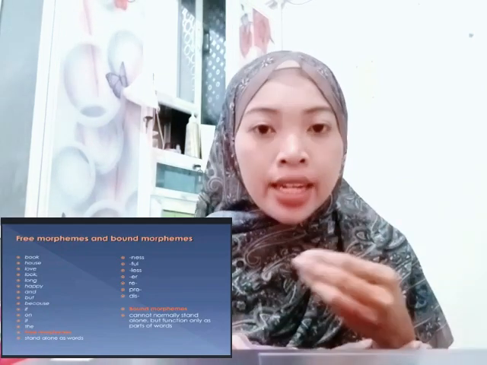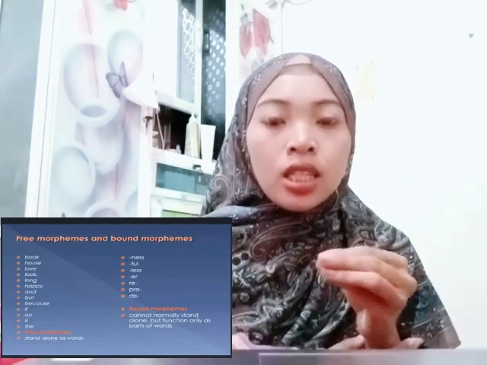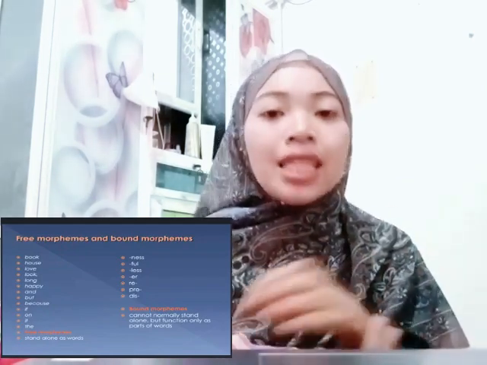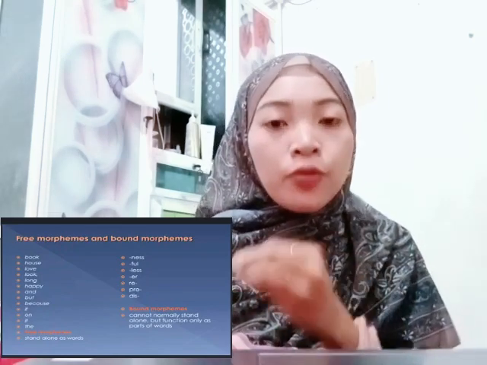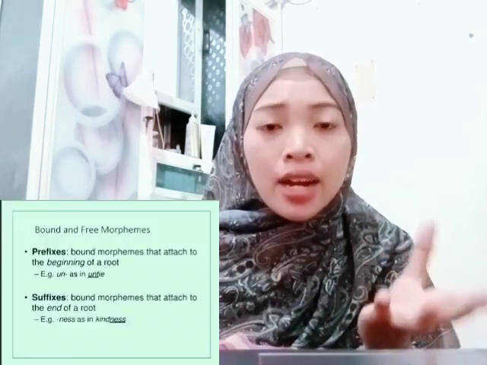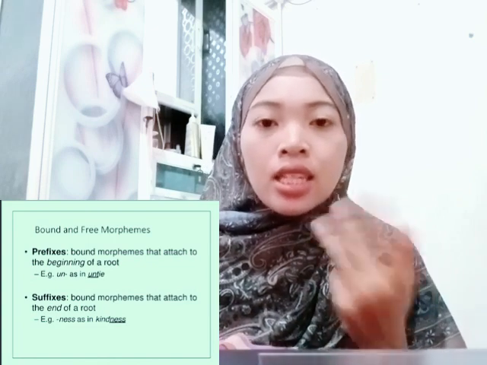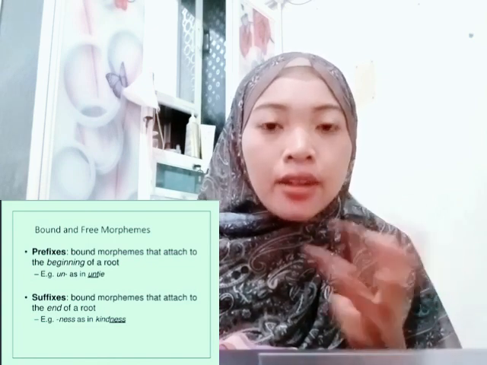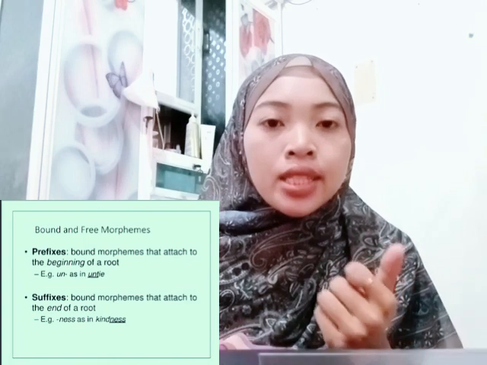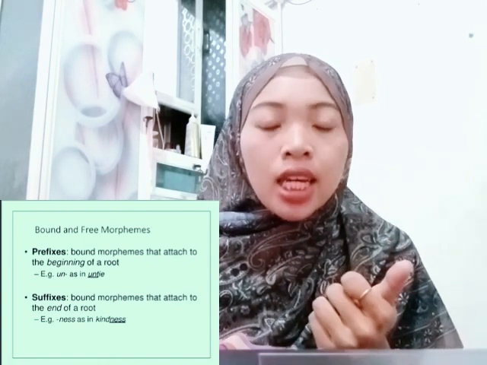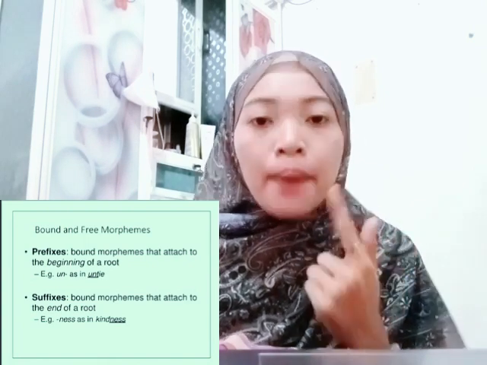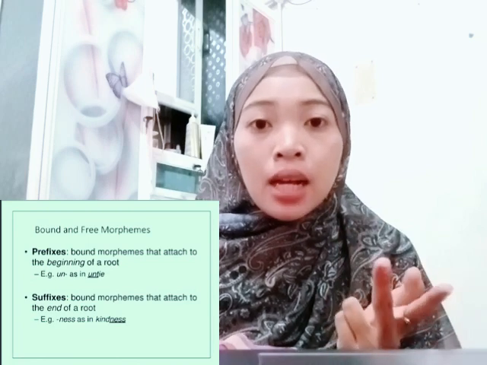On the other hand, a bound morpheme cannot stand alone, but it must be attached to another morpheme. Examples are prefixes and suffixes like un, ness, ed, and er. For example, un plus happy becomes unhappy, happy plus ness becomes happiness, walk plus ed becomes walked.